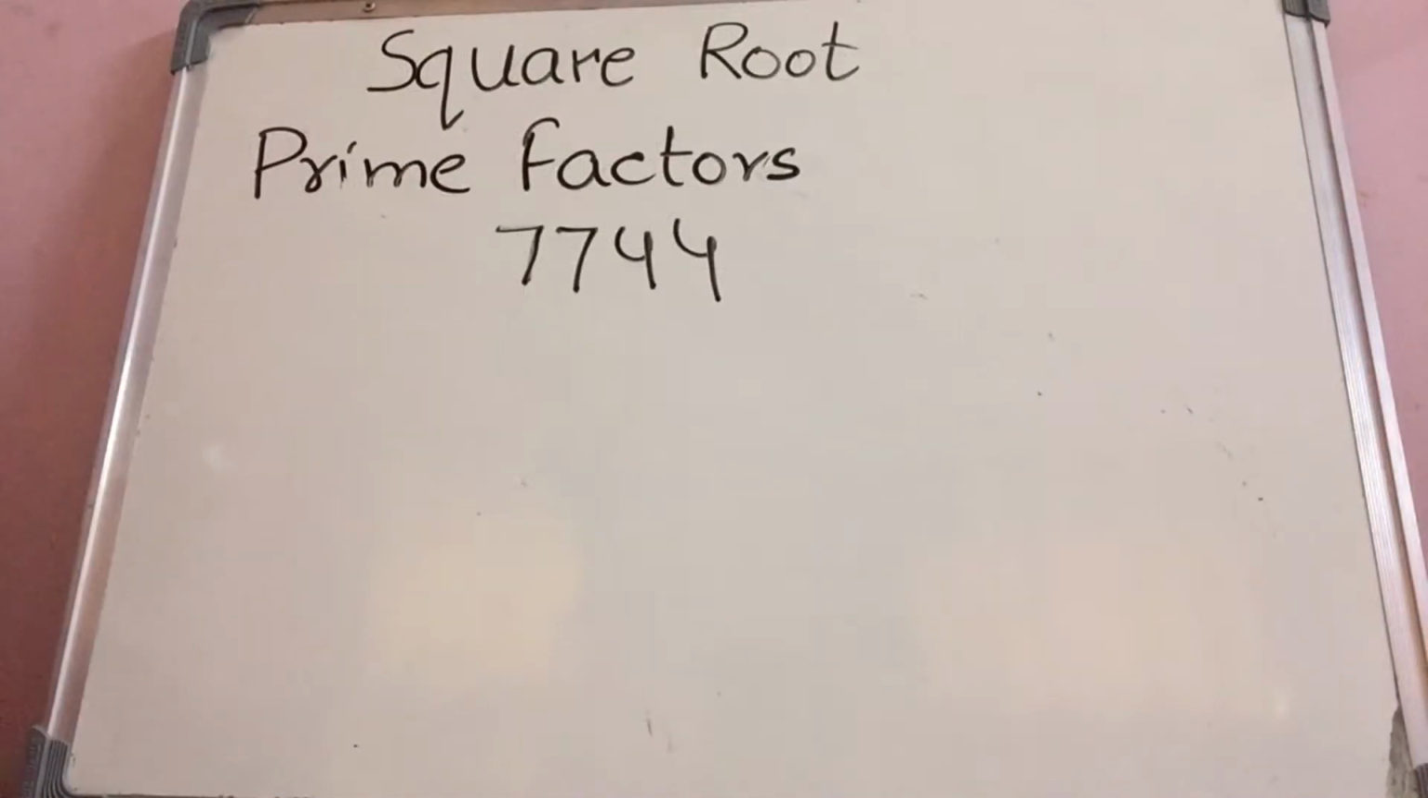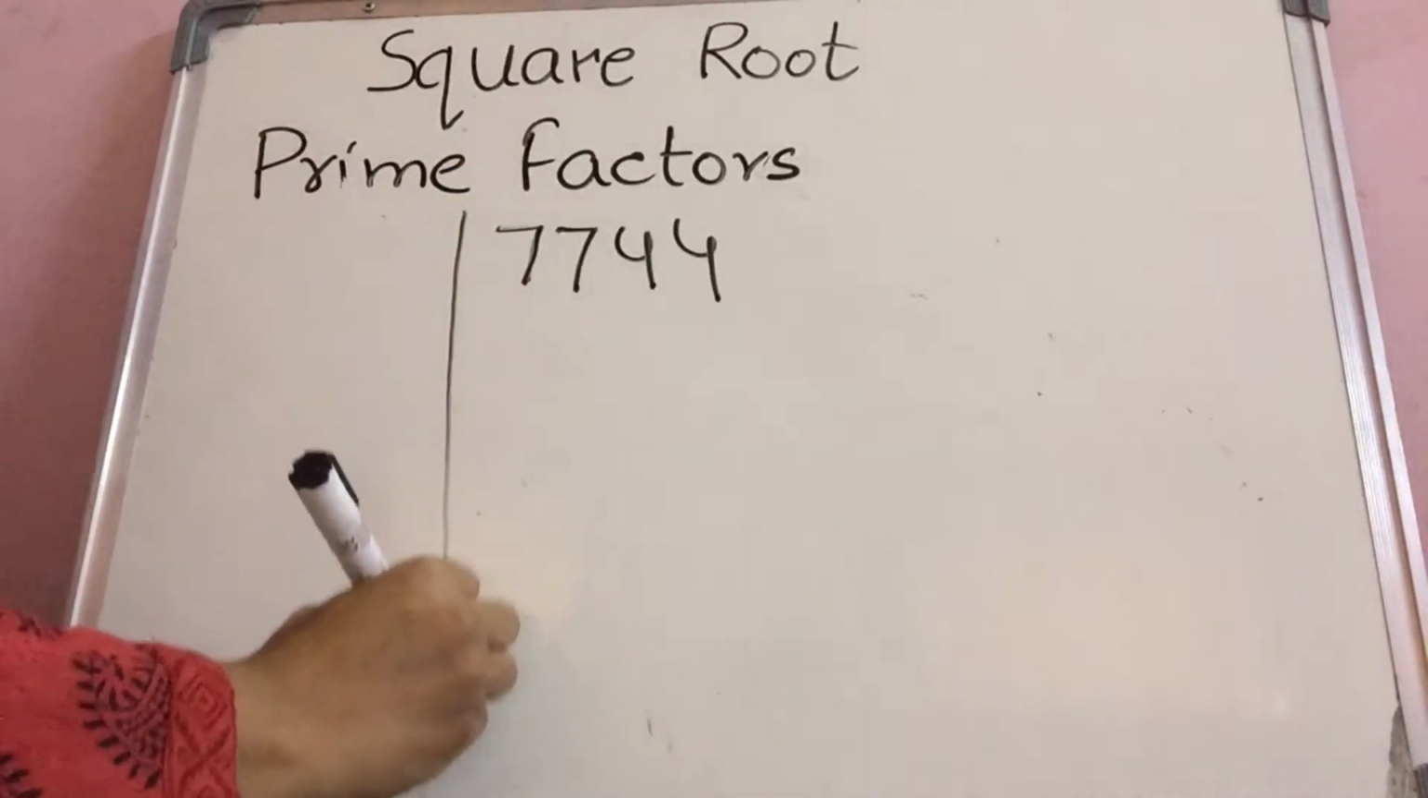Now if we have to find the square root of this number 7744, we cannot do it by repeated subtraction because it is a large number. We can only use repeated subtraction for very small numbers. For this we can use the prime factorization method or long division. We will do it later on.